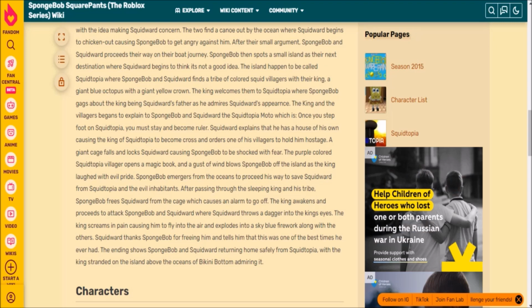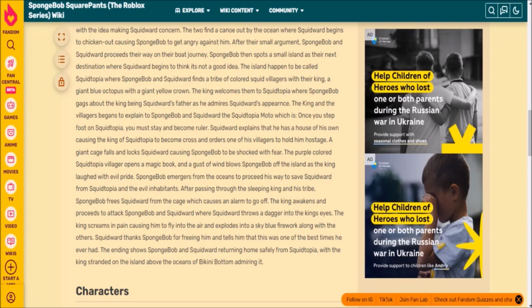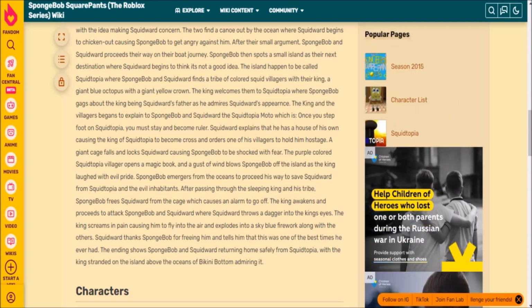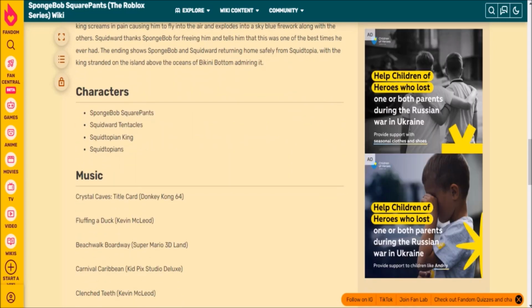The king awakens and proceeds to attack SpongeBob and Squidward, where Squidward throws a dagger into the king's eyes. The king screams in pain, causing him to fly into the air and explode into a sky blue firework along with the others. Squidward thanks SpongeBob for freeing him and tells him that this was one of the best times he had ever had. The ending shows SpongeBob and Squidward returning home safely from Squidtopia, with the king stranded on the island above the oceans of Bikini Bottom, admiring it.